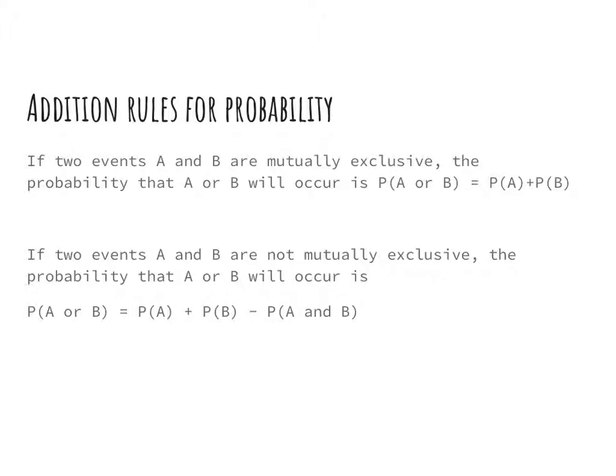Now, if those same two events are not mutually exclusive, and we still want to know whether A or B will happen, we still take the two probabilities added together, but then we need to subtract the probability that they both happen. Okay, up here we didn't have to worry about that because they were mutually exclusive and there wasn't any overlap. But here, since they're not mutually exclusive, we have to account for them both happening at the same time.